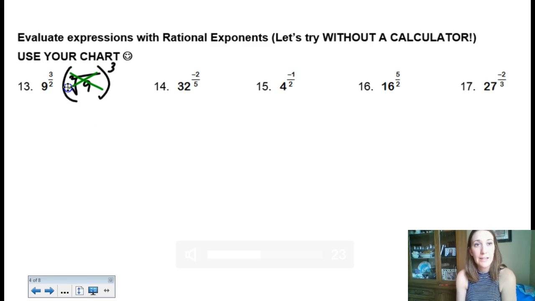The square root of 9 is the same thing as saying 3. So this is 3 raised to the 3rd power, which is 27. So again, you've got that chart that you can reference, but at some point we want to understand that 3 to the 3rd power is 3 times 3 times 3, which is 27.